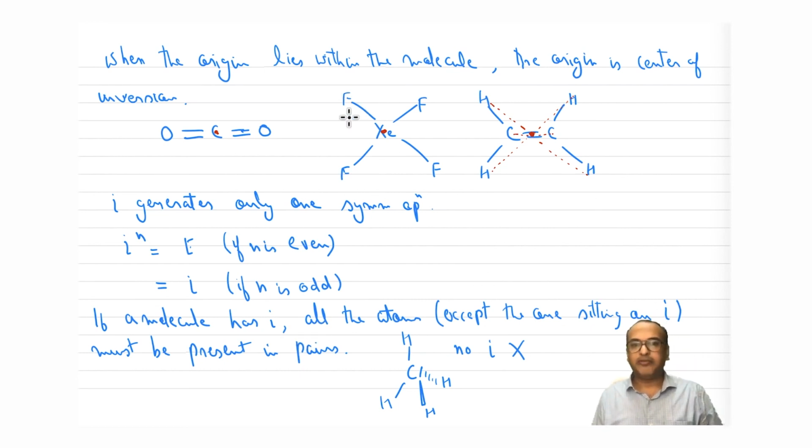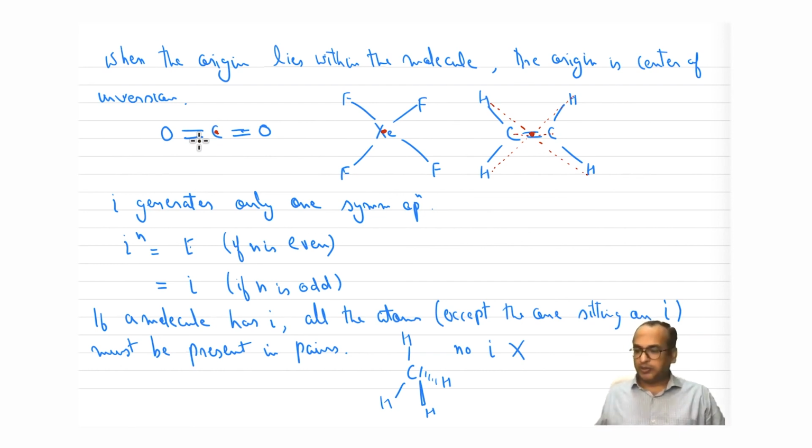You can see here, for example, the fluorines are present in pairs, whereas the one which is sitting on the i is not present in a pair. Similarly here, because no atom is lying on the i, everything is present in pairs. Here also it's the same case. Oxygen is present in pairs, while carbon, which is sitting on the i, is present as an isolated atom. So this discussion should be very, very clear.